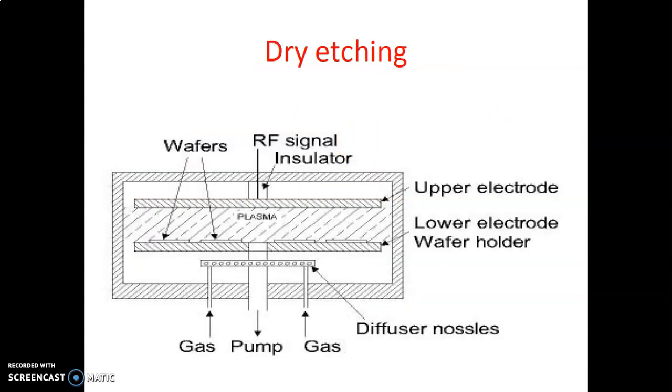Next is dry etching. This is the schematic diagram of dry etching. Here we have wafers and here we have plasma, separated by the upper electrode and the lower electrode, with the wafer holders. Here we supply the RF signal through the insulator. Here we have the pump, and here we supply the gas through the diffuser nozzle.